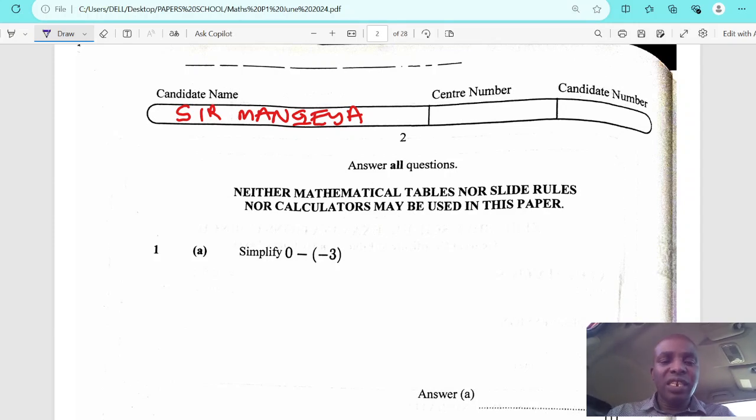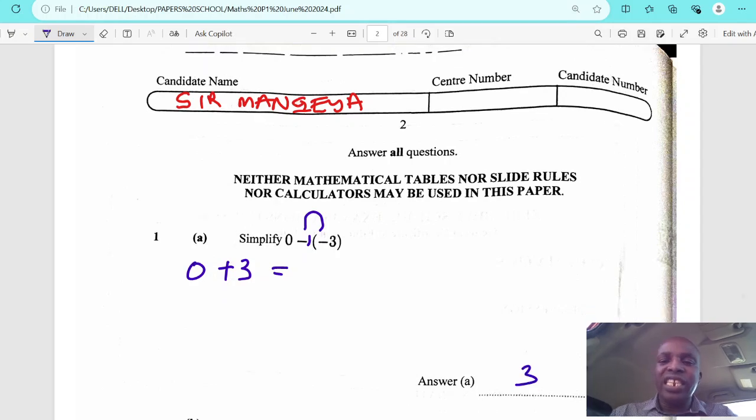Right, first part number 1, simplify. First thing, you remove the bracket. You can put a 1 outside the brackets, remove the bracket. So it will be 0. Then minus 1 times minus 3 is plus 3. Minus times minus is plus. Then 0 plus 3 is 3, done.